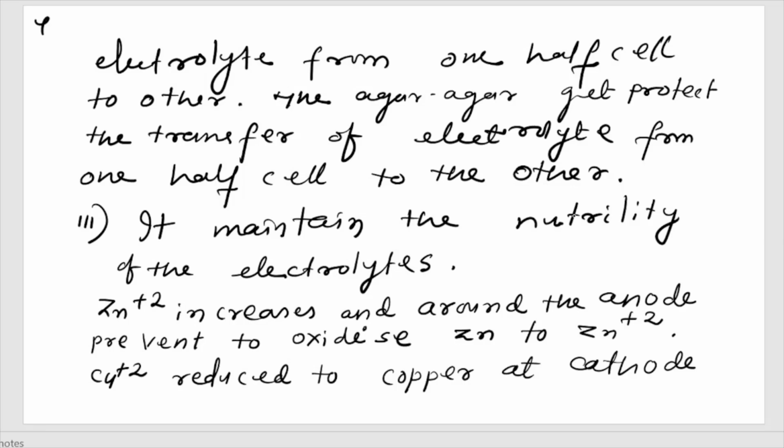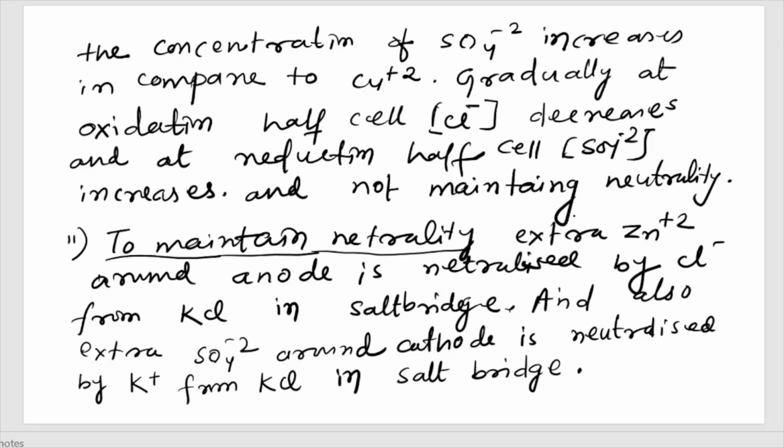What happened? Copper plus 2 is reduced to copper at cathode. At cathode, copper plus 2, that means copper sulfate solution, is reduced to copper, and what happened? The concentration of sulfate minus 2 increases because in solution copper sulfate is there. Copper plus 2 gains electron and changes to copper. When you compare the copper plus 2, the sulfate ion concentration increases. Now the concentration of SO4 minus 2 increases compared to Cu plus 2, because Cu plus 2 gains electron, so concentration of SO4 minus 2 increases.